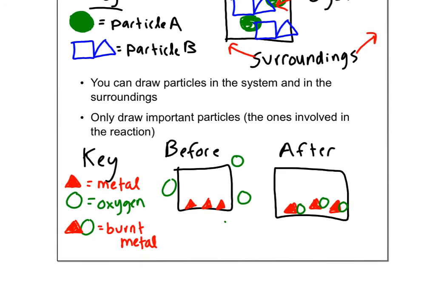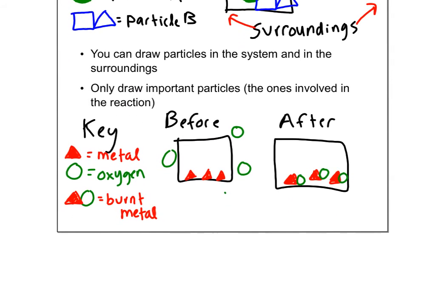You are allowed to draw particles in the surroundings, but only the important ones. So for example, when we burn something, here's some generic metal, and in my before picture, I have that metal in the system. When we burn something, oxygen actually comes in and attaches. It makes a bond. So in my before picture, because I know before I burn this metal, oxygen is important, I have my oxygen atoms in my surroundings because they're just chilling there, right? Piece of metal sitting on the lab counter, oxygen in the air.